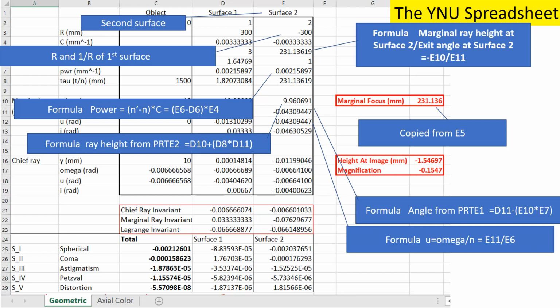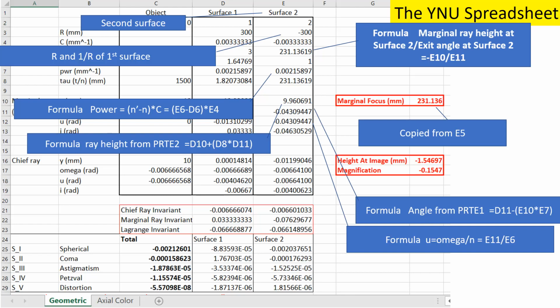There are two reasons why you want to make a YNU spreadsheet to do your optical ray tracing calculations. The first one is the obvious one. If you don't have access to ray tracing software, you can write this into Excel. But the second reason, which I think is more important, is if you want to be an optical designer, you need to understand what's going on.